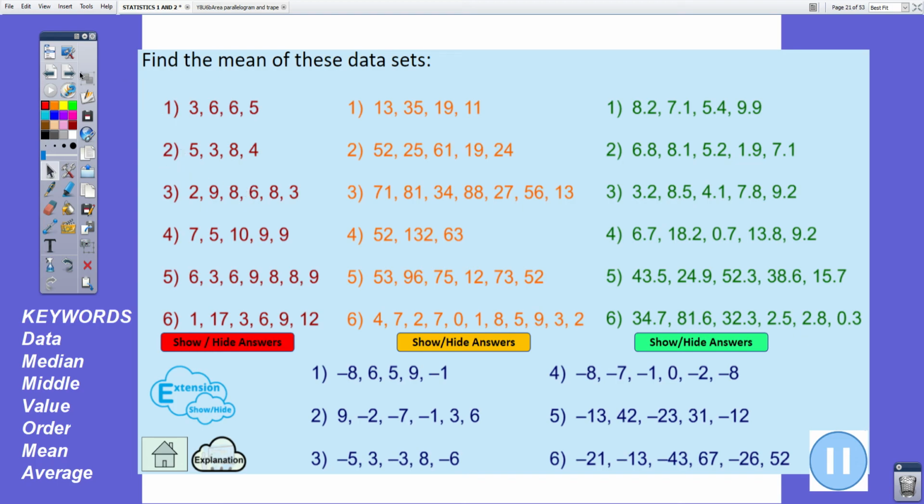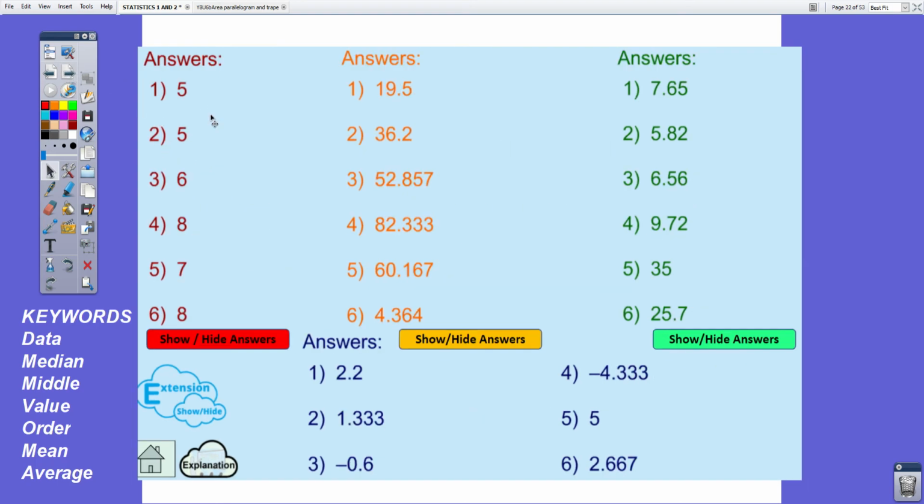Okay, let's move on to the answers. So, these are our answers for the mean questions. As you can see, quite a few of them in silver, gold and extension have decimal answers, and we do not round those answers.